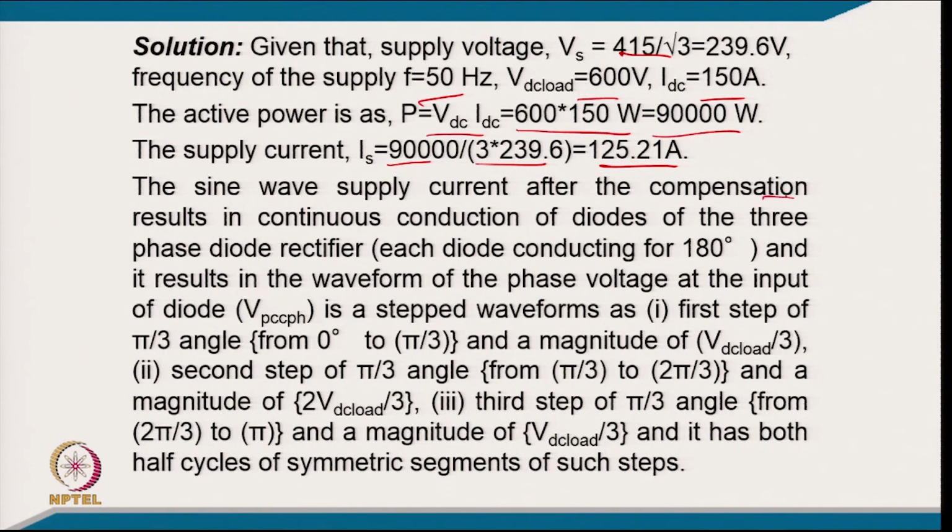The sine wave supply current after compensation results in continuous conduction of the diodes of the 3-phase diode rectifier, each diode conducting for 180 degrees, and it results in a phase voltage waveform at the input of the diode that is a stepped waveform. The first step of pi by 3 angle, from 0 to pi by 3, has a magnitude of VDC by 3, and the second step of another 60 degrees, from pi by 3 to 2 pi by 3, has a magnitude of 2 VDC by 3, and the third step of pi by 3 angle, from 2 pi by 3 to pi, has a magnitude of VDC by 3, and both half cycles have symmetric segments of such steps.